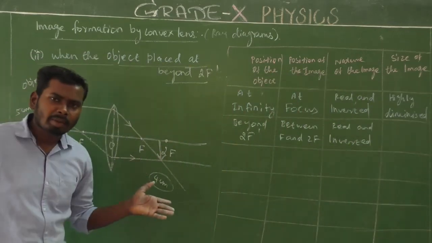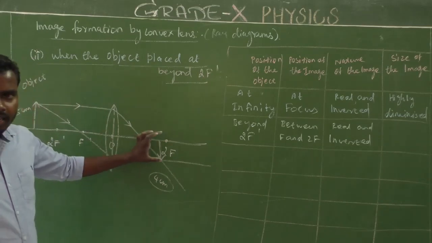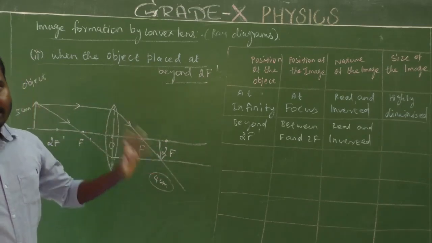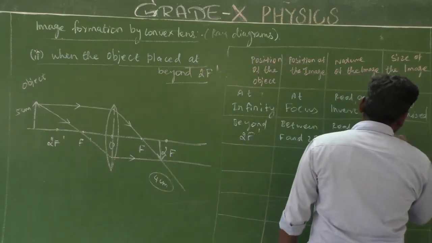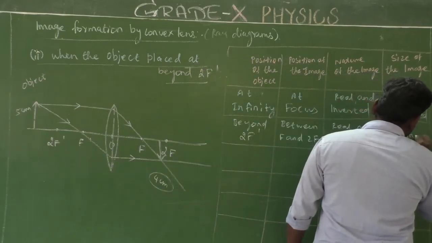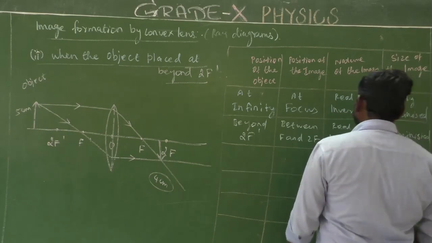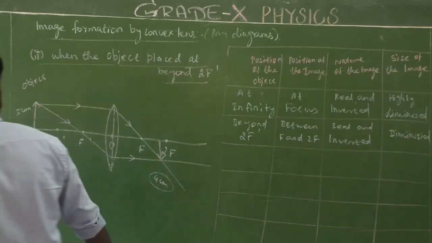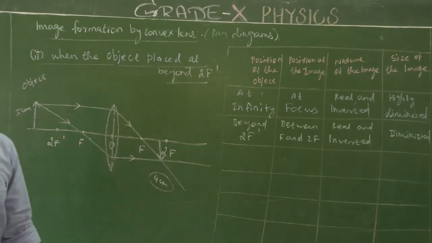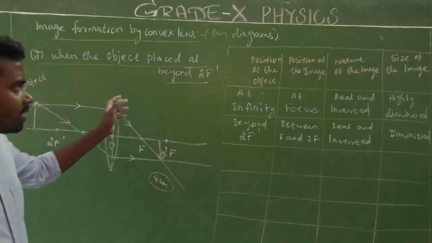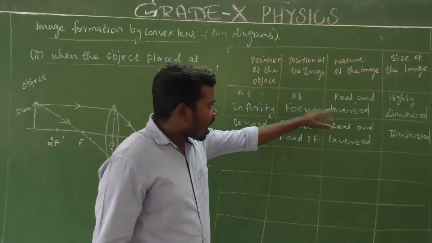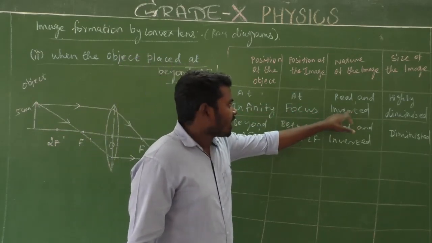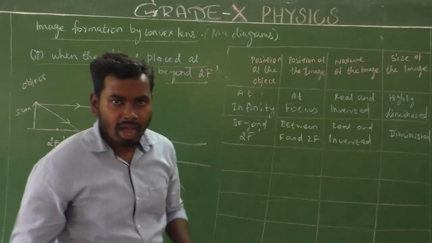What is the size of the image? The image is diminished, which means smaller than the size of the object. So it is diminished. Very simple. Don't get confused. So when we place the object at infinity, the image is formed at focus, and that image is real and inverted, and highly diminished.